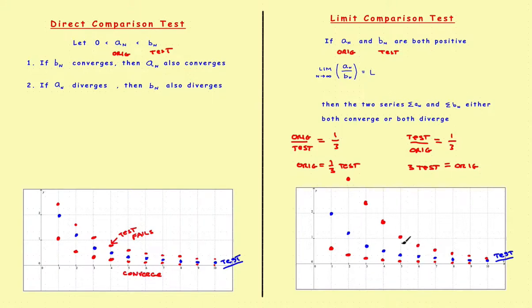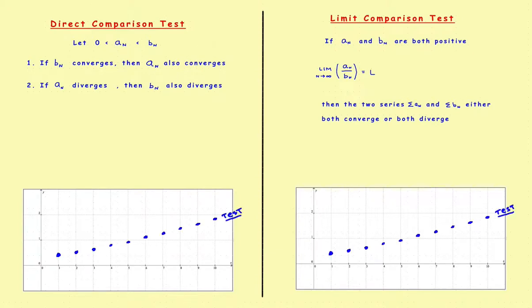It'll be sort of the same logic if they diverge. Let's take a quick look at that. Okay, same situation, but the only difference is this time the test sequence diverges in both cases. Well, what the direct comparison test says is that if you know the test sequence diverges, the original sequence can only be shown to diverge if it's greater than the test sequence. So it might look something like this. The original sequence has to be above, and if that's the case, then it diverges.